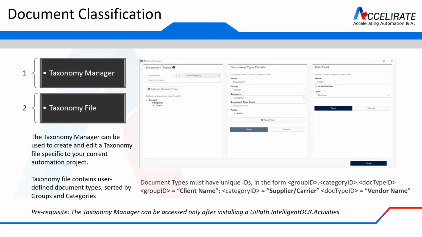So the document classification mainly deals with using a taxonomy manager and a taxonomy. So this is your taxonomy file. Now, how we leverage this is by having the group ID, category ID, and type ID be unique identifiers. We use the group ID to be our client name, then we use our category to be whether it's a supplier or carrier, and then the document type ID to actually be the vendor name.